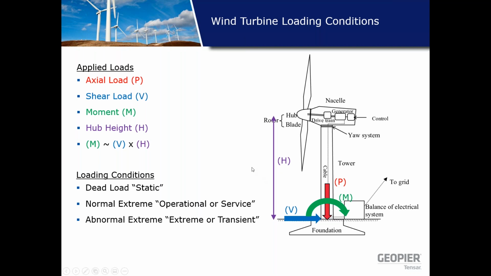So in addition to the different load applications, there are three different loading conditions that are commonly analyzed. You have the dead load or static load, which simply represents the dead load of all the components of the wind turbine. You have the normal extreme load condition, which represents the operational or service load. And what I mean by that is it's the load that's applied to the turbine under normal wind conditions in operating services. And then there's the abnormal extreme, or the transient load, which represents the loading condition under large gusts of wind. And those are temporary, they're not sustained.